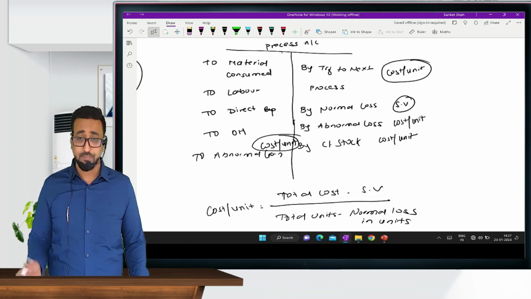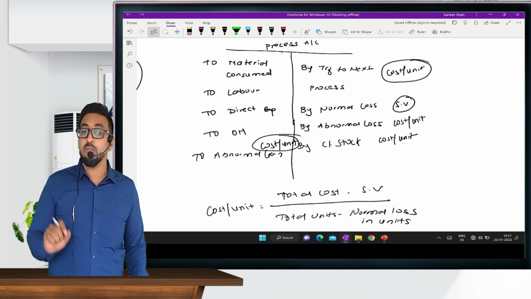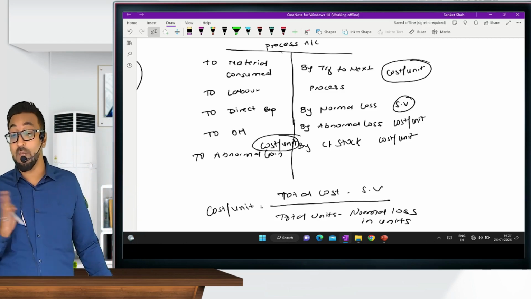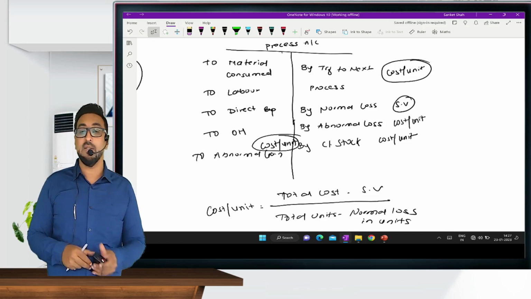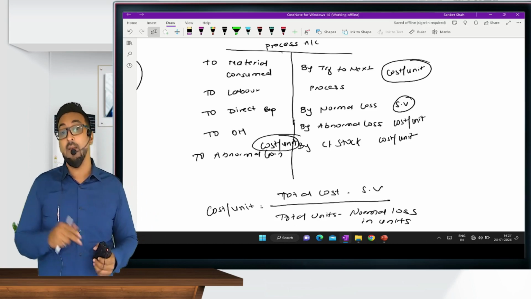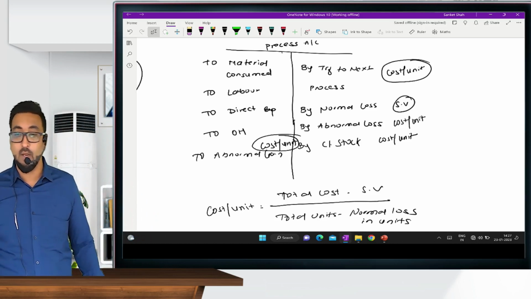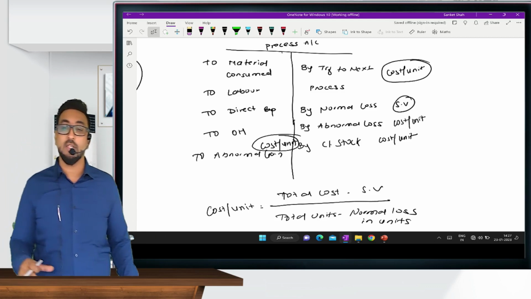तो इट्स वेरी सिंपल. But problem is that this topic is divided in 3 parts. Number 1 is normal problems without WIP. So if WIP is there, that is equivalent units, and last part is the inter-process profit that we are going to see in next session. So inter-process profit क्या होता है? So this topic is divided in 3. So today we are going to see only the first part of this chapter, that is a process account.